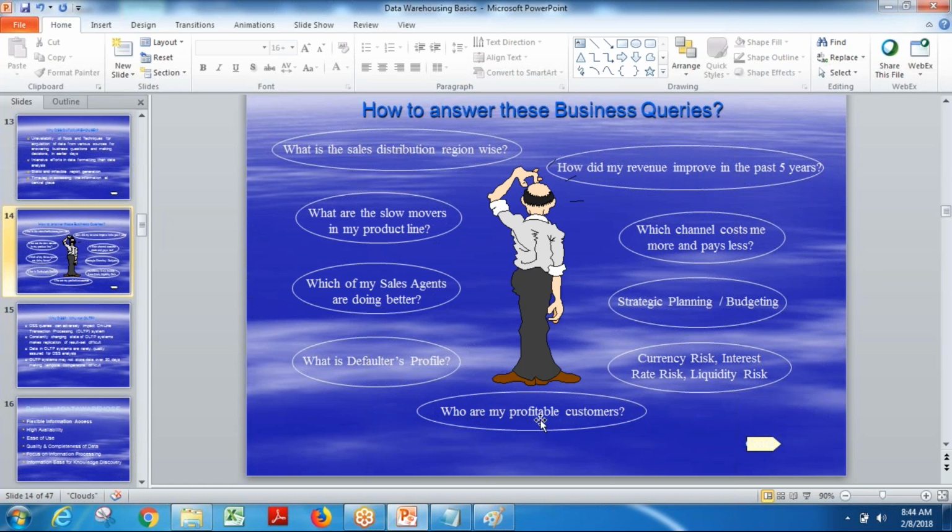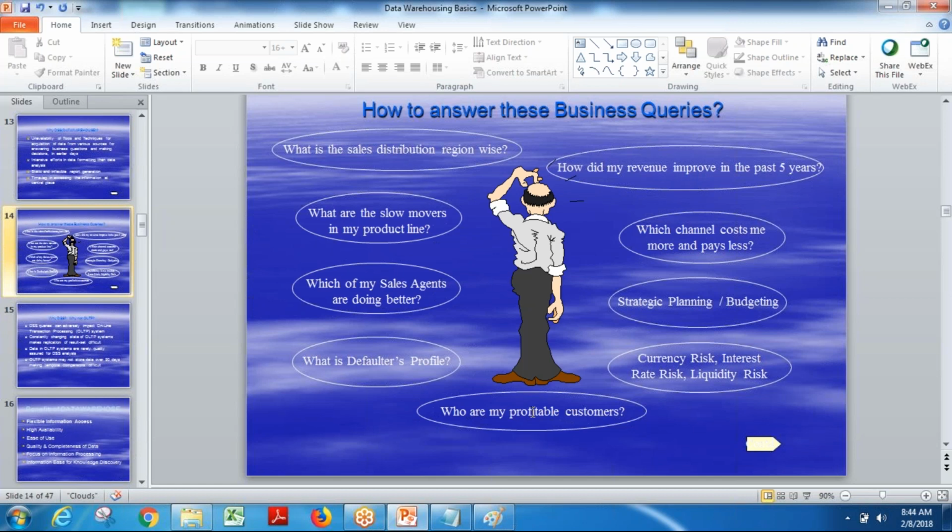And the next one is: who are my profitable customers? I have issued 1 million credit cards, but out of this, 10,000 people, or 10k, are using them very rigorously, and they're really making good profits for me. Whoever is a profitable customer, we encourage them to use it better, and we provide them offers and so on, right? Unless you know who your profitable customers are, you can't really target them. So that is another advantage which you get.